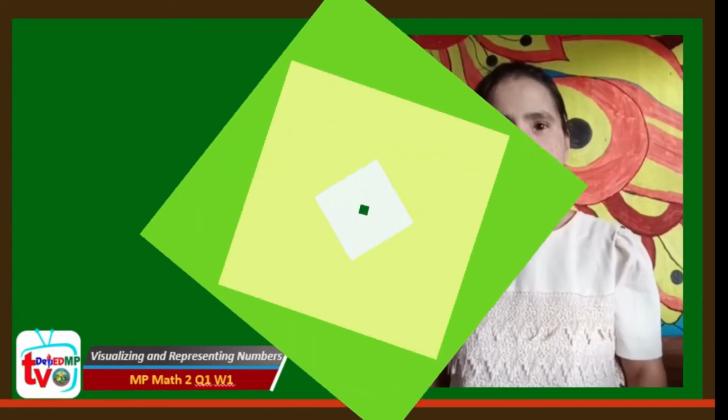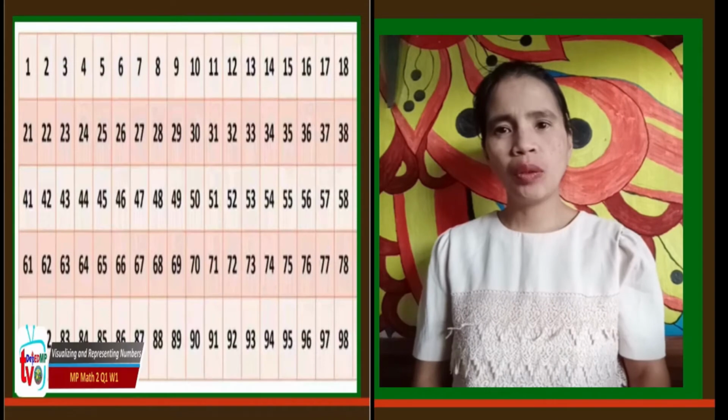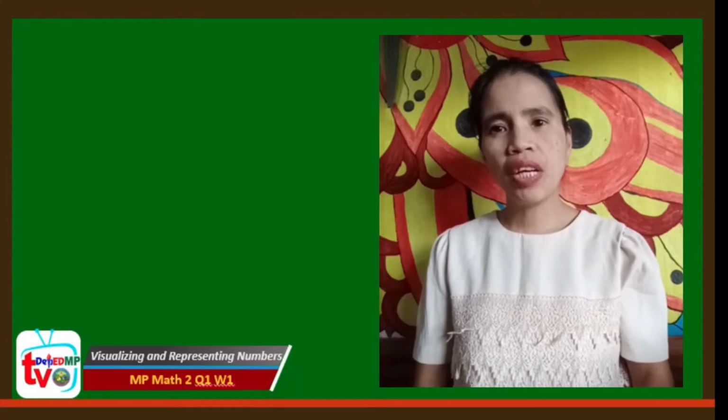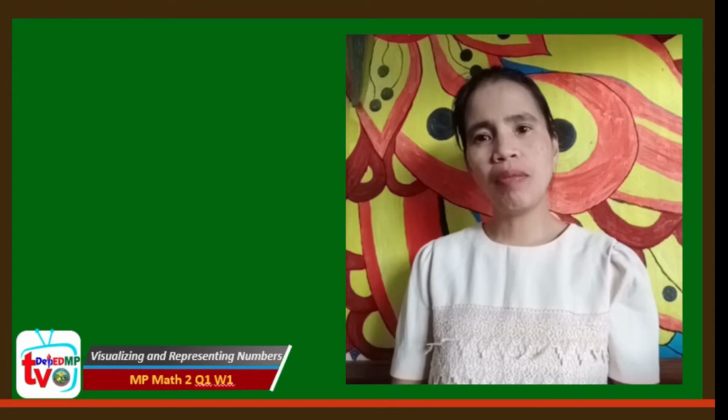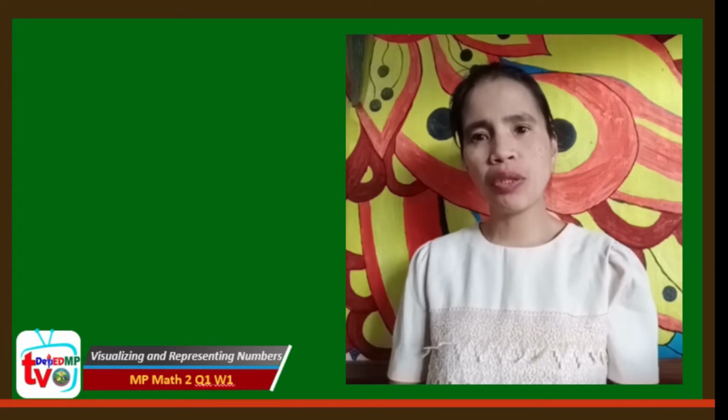When you were in grade 1, you learned numbers 1 to 100. Now that you are in grade 2, you will learn to visualize and understand numbers 101 to 1000. You will answer the activity that will be given to you, which will measure your understanding about our lesson.